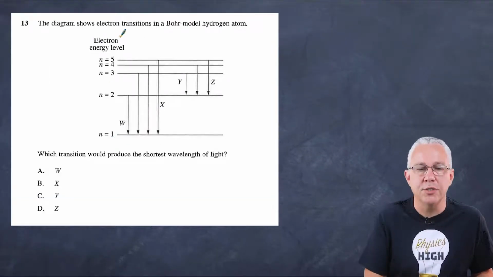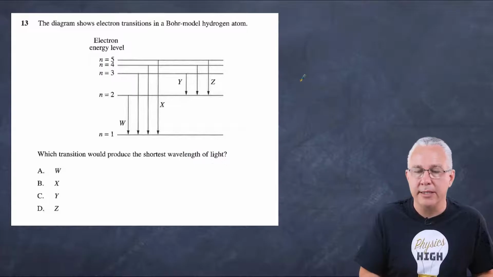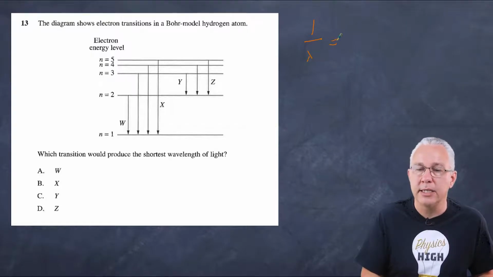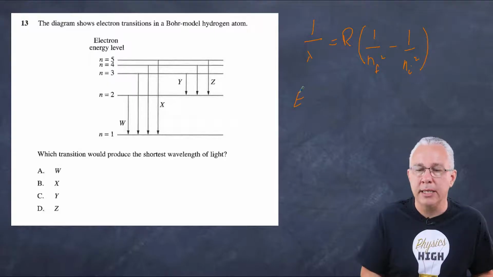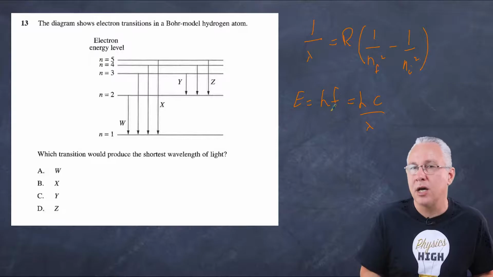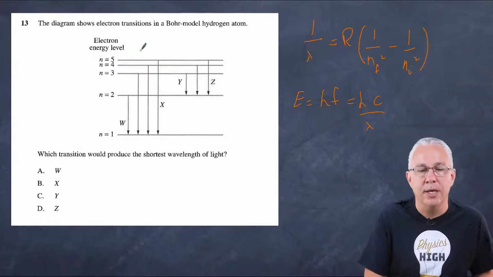Question number 13. The diagram shows an electron transitions in a Bohr model of a hydrogen atom. Which transition would produce the shortest wavelength of light? Well, the reminder here is that this is connected to Rydberg's formula. That is 1 over the wavelength is equal to R times (1 over n_f squared minus 1 over n_i squared). It basically means you get the shortest wavelength for the largest difference, and that makes sense. The shortest wavelength also means, with E equal to hc over lambda, the highest frequency, and in the highest frequency, the greatest amount of energy for the greatest amount of drop. So therefore, the greatest energy drop, the shortest wavelength, will be the largest jump that we have. In this case, that's going from 5 to 1, and so therefore the answer becomes X.